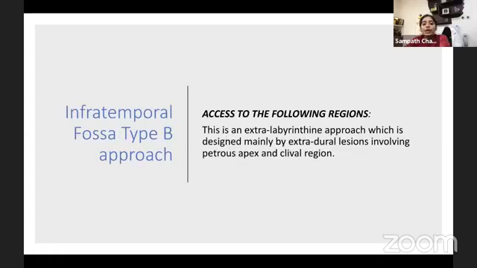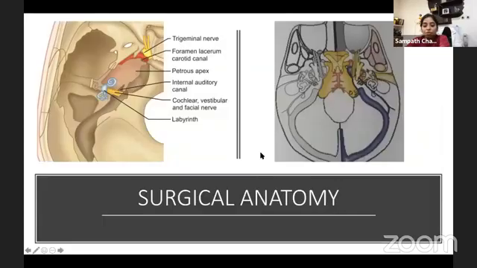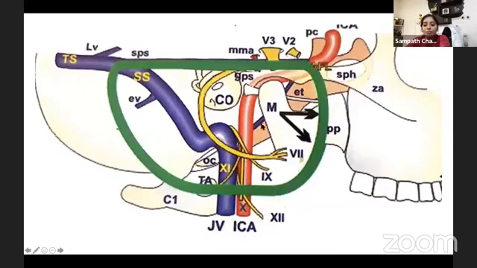Coming to the infratemporal type B approach. In this approach, it is an extralabyrinthine approach, which is mainly designed for the petrous apex and clival region. So in the A approach, we completed the tympanic bone part, and now we are going further into other regions. Can you see these pictures? We were confined to this area in the previous approach. Now we are extending further to include the petrous bone, that is the petrous apex, as well as the clival bone.